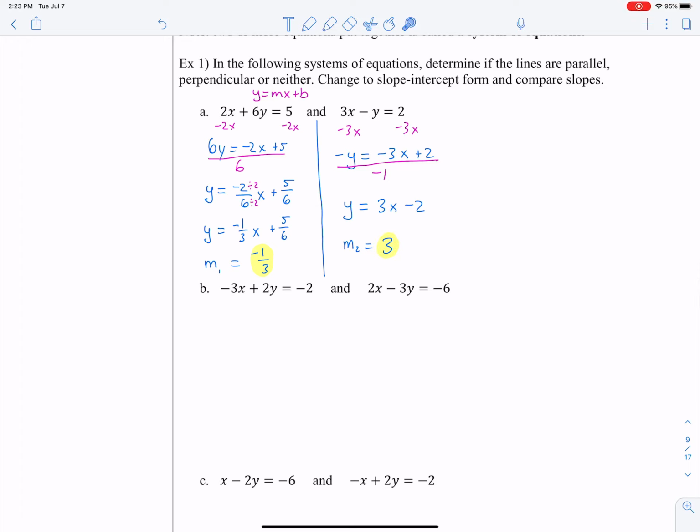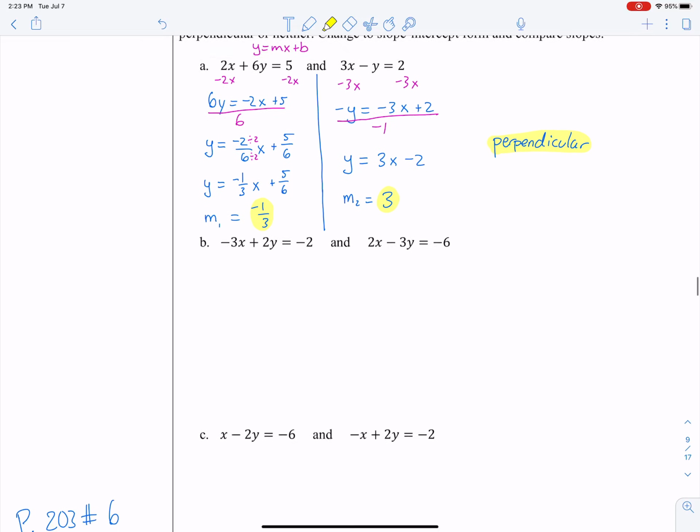Now I can compare. I have negative 1 over 3, and this other slope is positive. If I flip this, it would be 3 over 1. This is a whole number, and any whole number is always over 1. So these are negative reciprocals. So if I compare them, they would be perpendicular. So the final answer here is perpendicular.